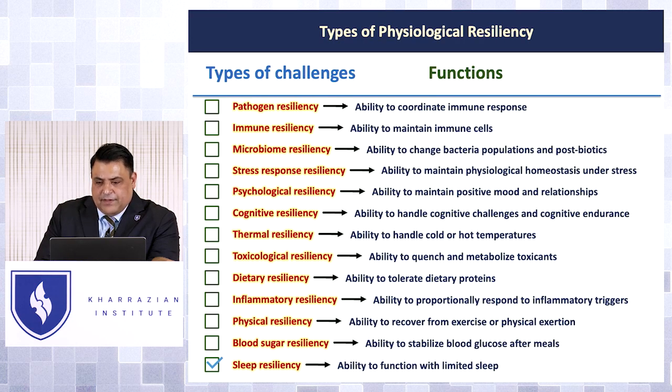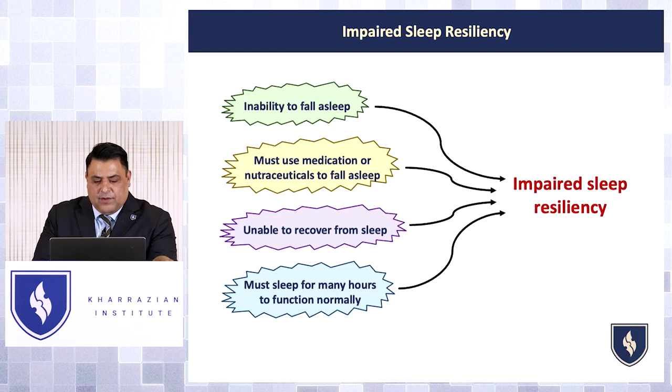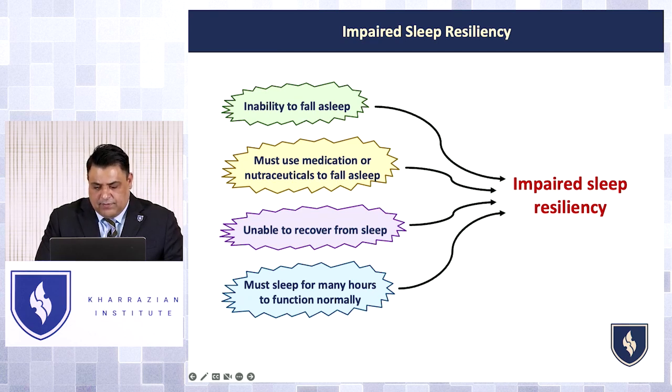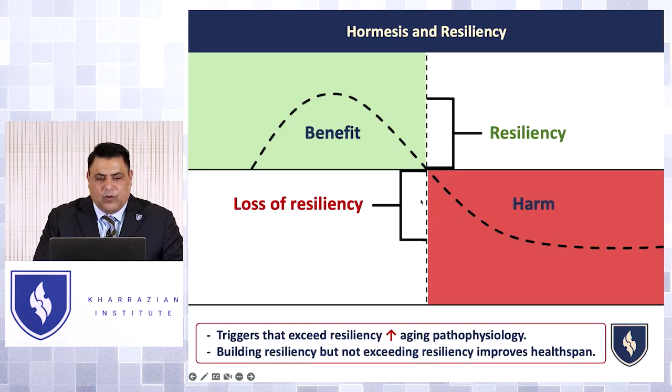And then finally, sleep resiliency. Symptoms are inability to fall asleep, must use medication or nutraceuticals to fall asleep, unable to recover from sleep, must sleep for many, many hours to function. Those are all the main symptoms of sleep resiliency. And ultimately, when you look at resiliency and how to rebuild that, which we'll talk about as we get to the program, is how to develop hormesis to get benefit and then not do harm.